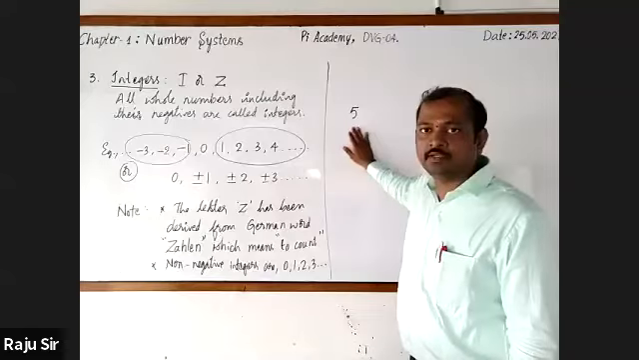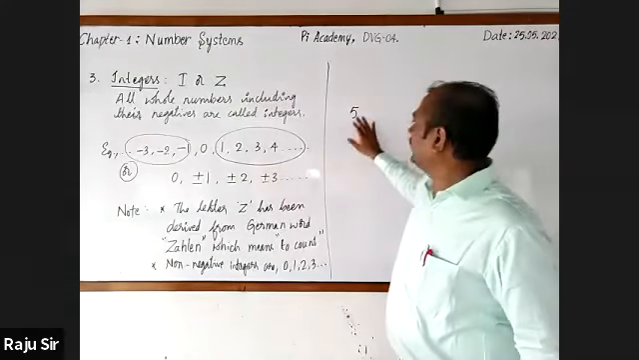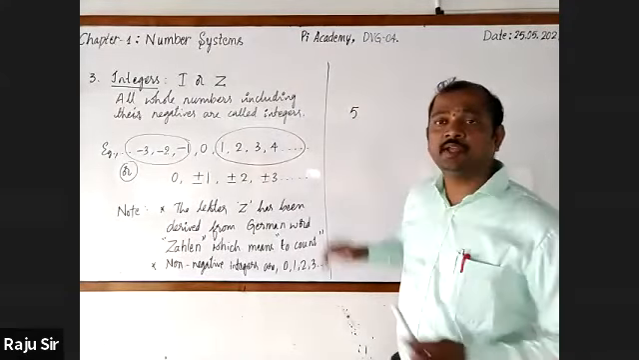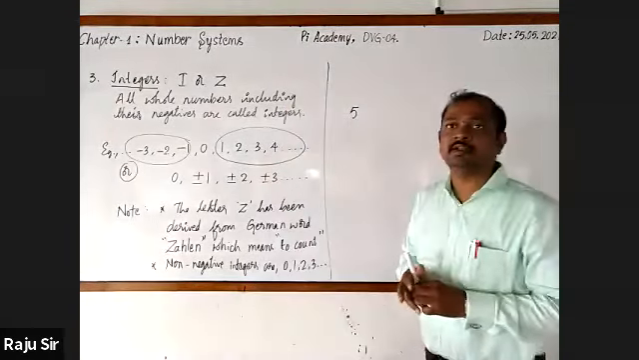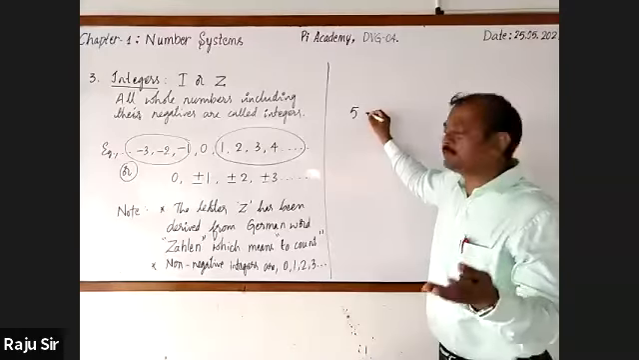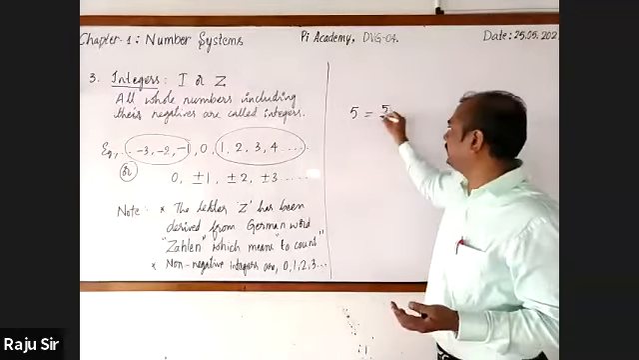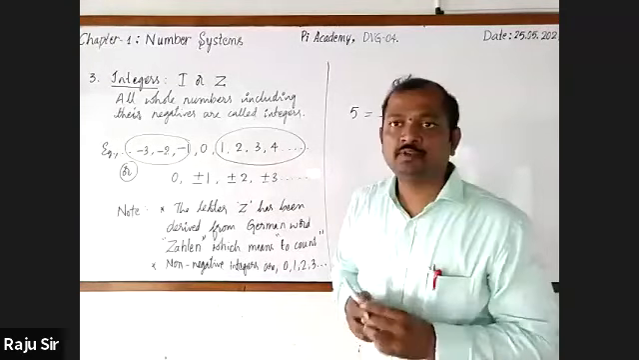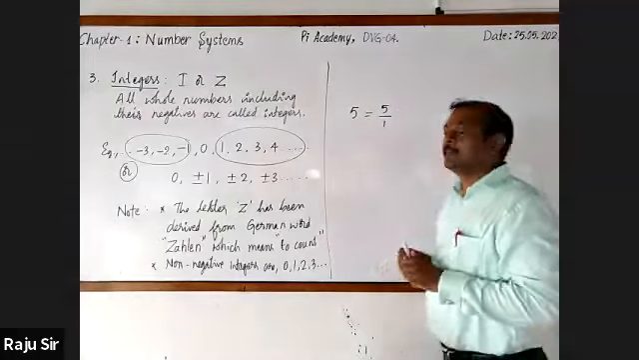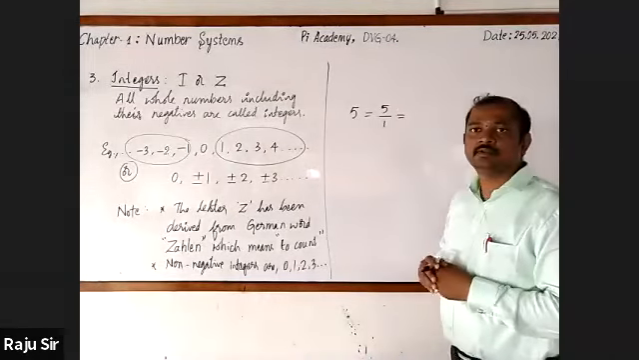To say that 5 can be expressed as a fraction. Yes, one student has already given the answer. I'll write the same. It can be written as a fraction like this: 5 by 1. Is it possible to write it in other ways?